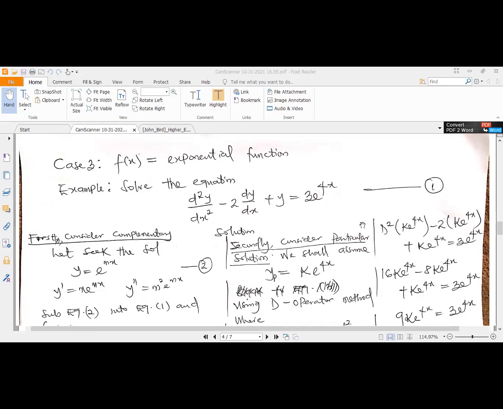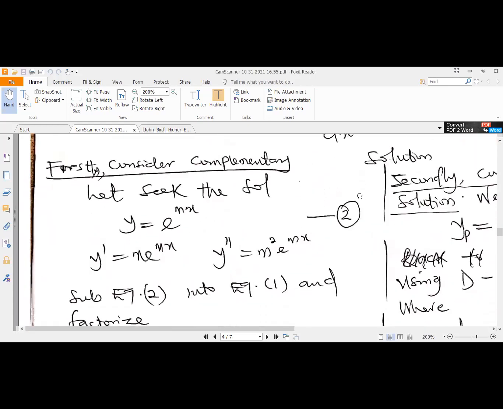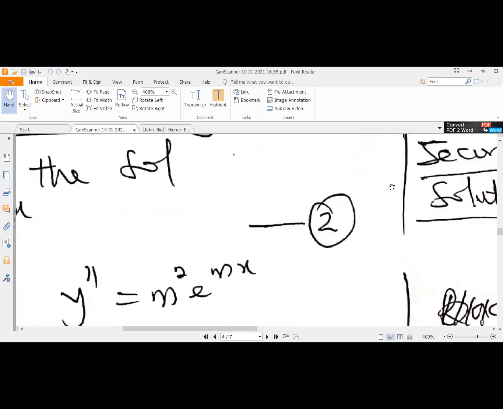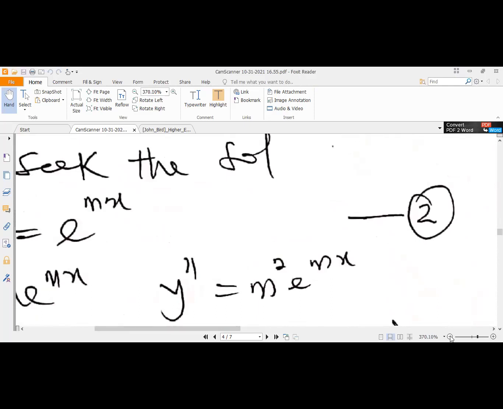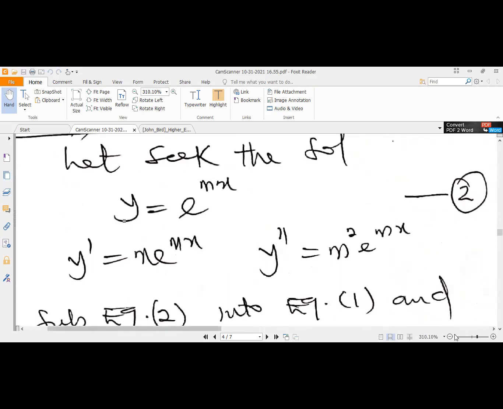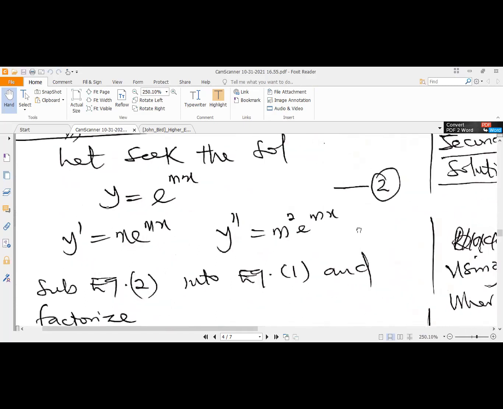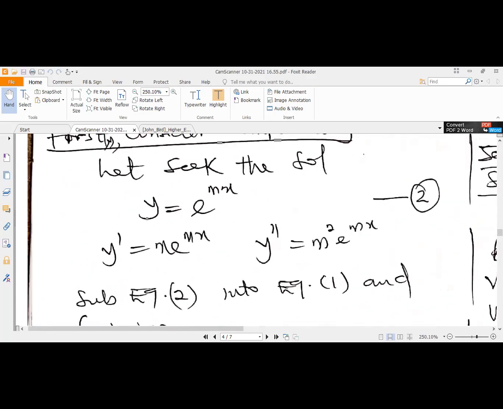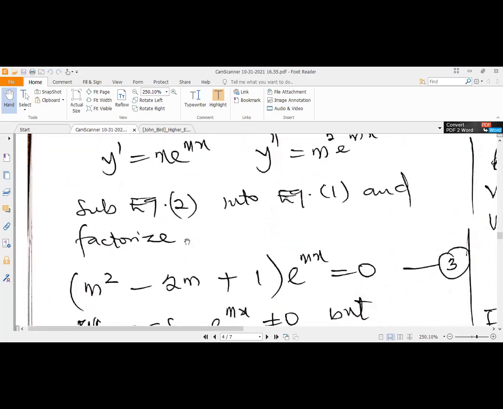Let's start. The first thing we need to do is to assume the solution. And what do we assume? We need to assume y equals e to the mx, as you can see on the screen. By the time you assume y to be e to the mx, you need to differentiate twice. I'm differentiating twice because I'm solving a second order equation. By the time I'm through, I need to substitute back into the problem.